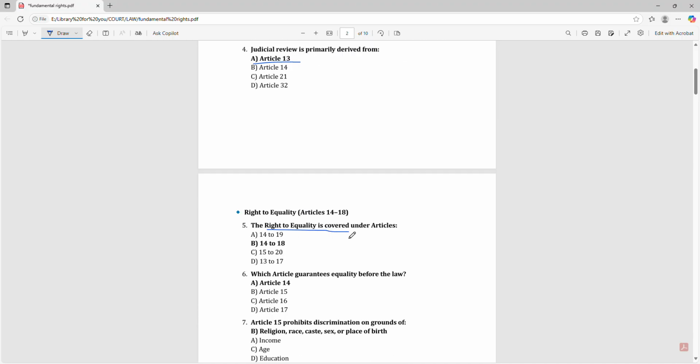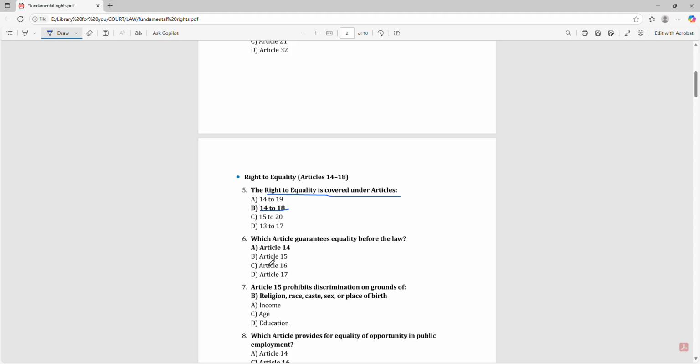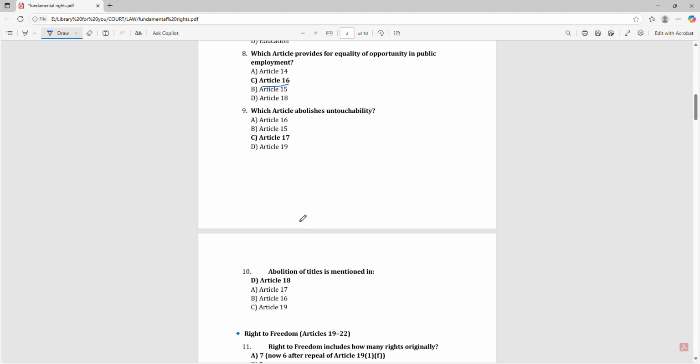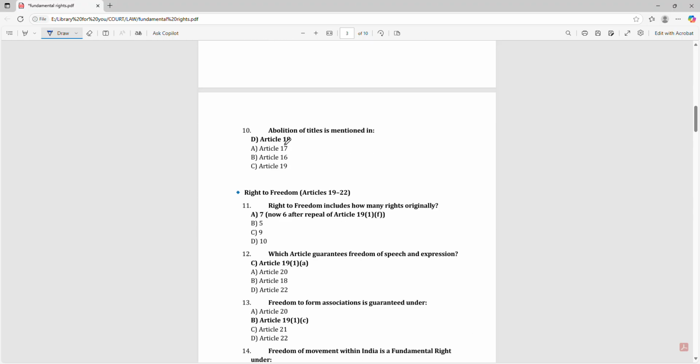The right to equality is covered under Articles 14 to 18. Which article guarantees equality before the law? Article 14. Article 15 prohibits discrimination on grounds of religion, race, caste, sex, or place of birth. Which article provides for equality of opportunity in public employment? Article 16. Which article abolishes untouchability? Article 17. Abolition of titles is mentioned in Article 18.